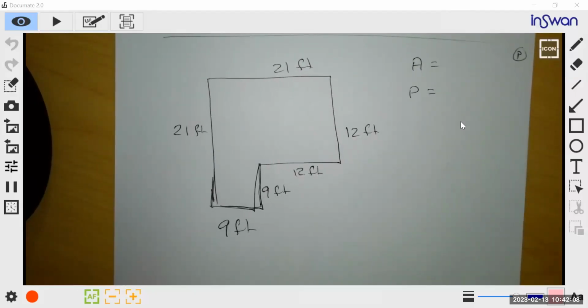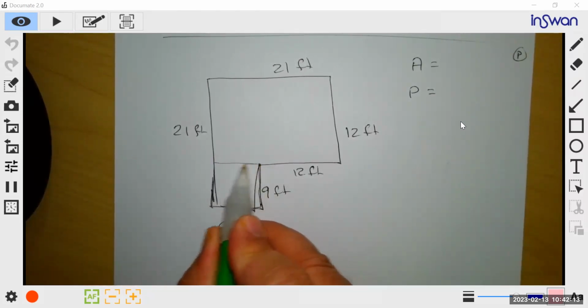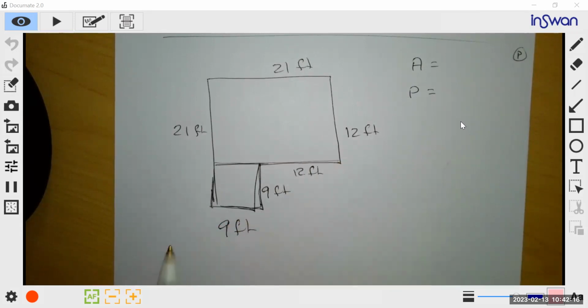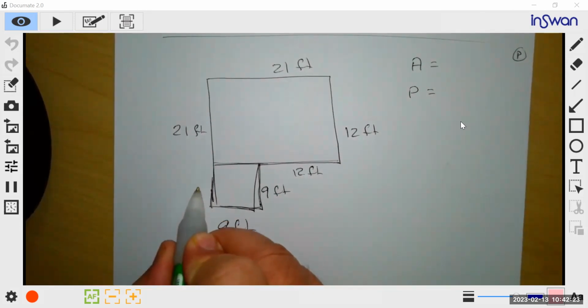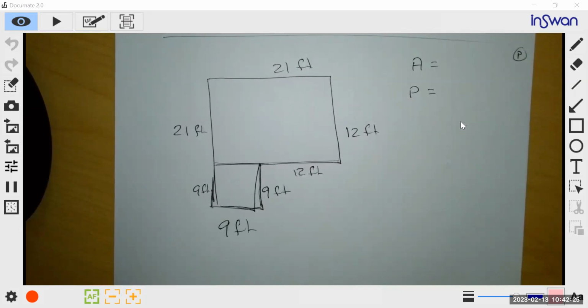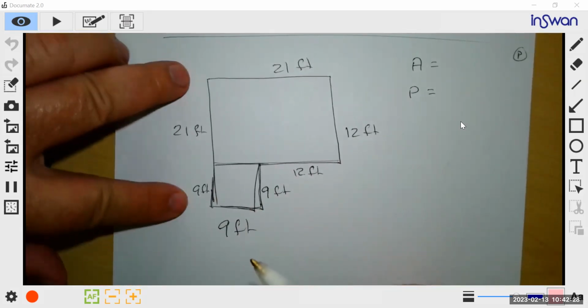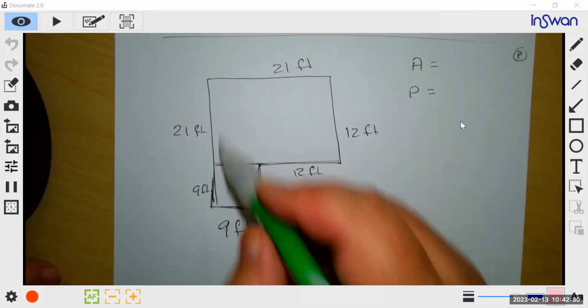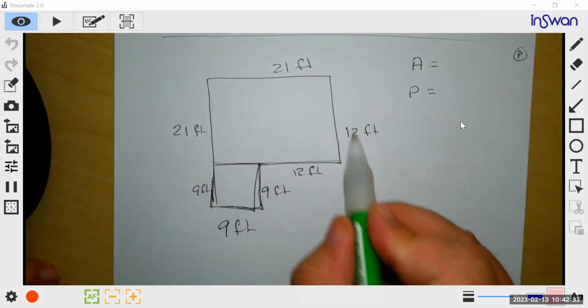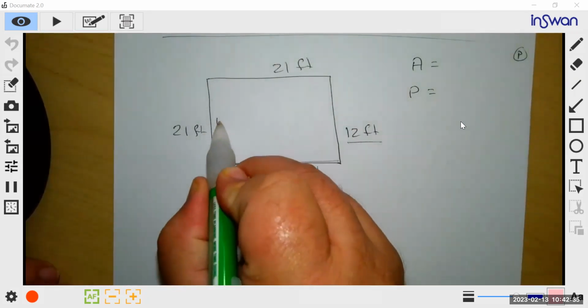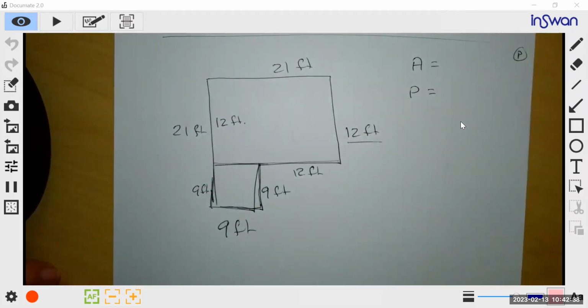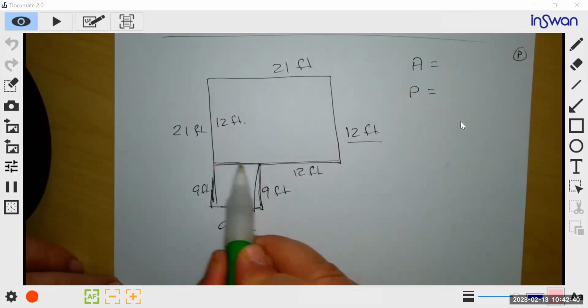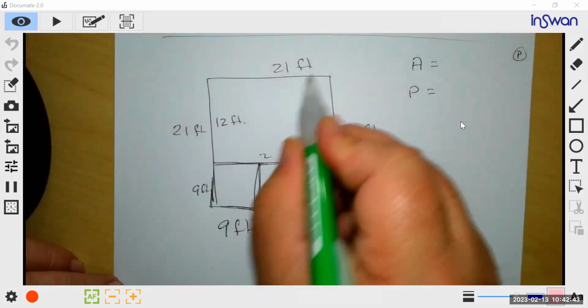Let's look at what we have here. Whenever you can, make squares or rectangles. So if we just continue this here, we have a rectangle here and a square here, because that's 9 feet, 9 feet. So we know that this length is 9 feet. If this is 9 feet, remember the whole length here is 21 feet. If this is 9 feet, how long is this? It's got to be the same as this. And this whole length here is the same as this. So it's 21 feet.